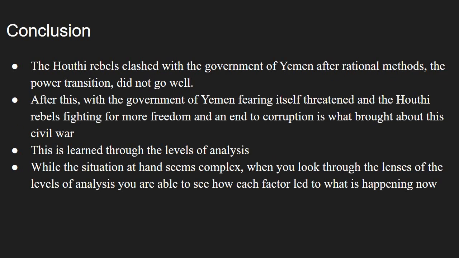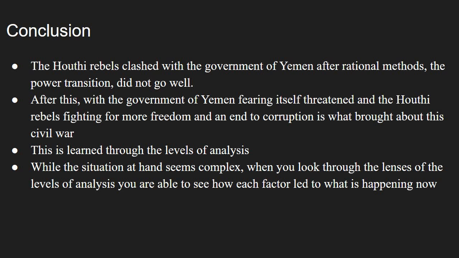Conclusion. The Houthi rebels clashed with the government of Yemen. After rational methods, the power transition did not go well. After this, the government of Yemen fearing itself threatened and the Houthi rebels fighting for more freedom and an end to corruption is what brought about this civil war. This is learned through the levels of analysis. The levels of analysis here being interstate with statistical probabilities of war, and then individual with deviations from rationality.